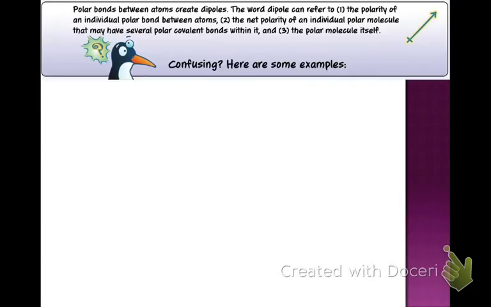So, polar bonds between atoms create dipoles, and that's what that arrow was that we showed you before. The word dipole can refer to the polarity of an individual polar bond, the net polarity of molecules that may have several polar covalent bonds within them, and the polar molecule itself. So there are 3 different definitions for dipole, but pretty much we're just going to see which end is a little bit more positive versus more negative. Let's take a look back at the dipole arrow. This creates a partially positive side. Whichever atom has that little part of the arrow closest to it is the partially positive. The arrow head refers to the partially negative part of the atom.